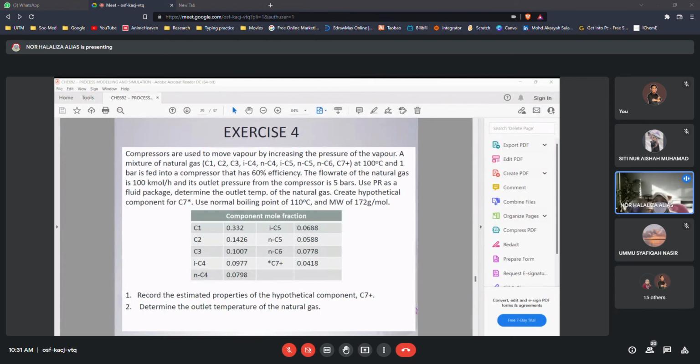Satu lagi exercise lepas tu nanti kelas dismiss lagi setengah jam lagi. Kelas boleh mula sikit lagi? Sambung sikit lagi? Boleh. Okay.